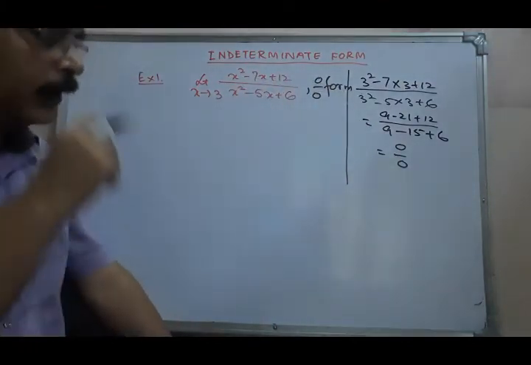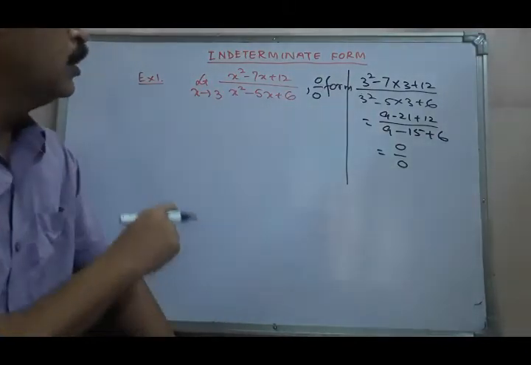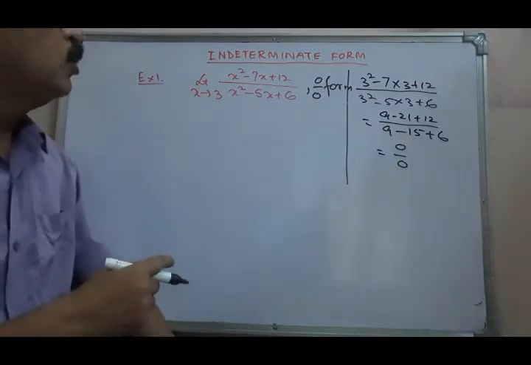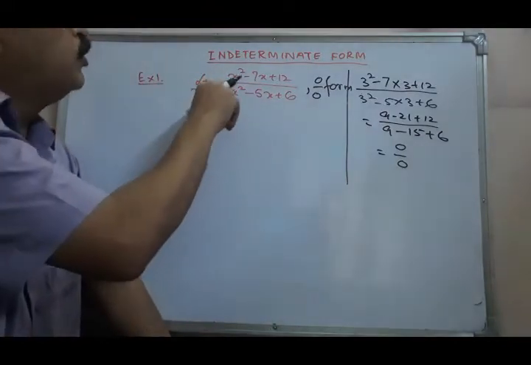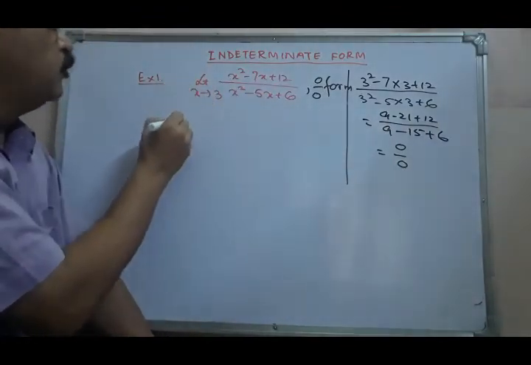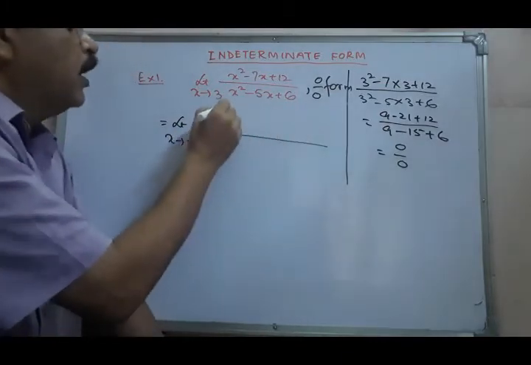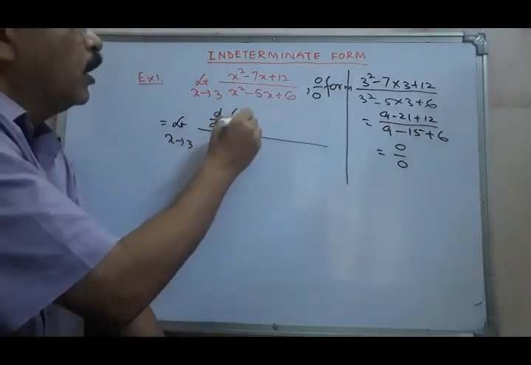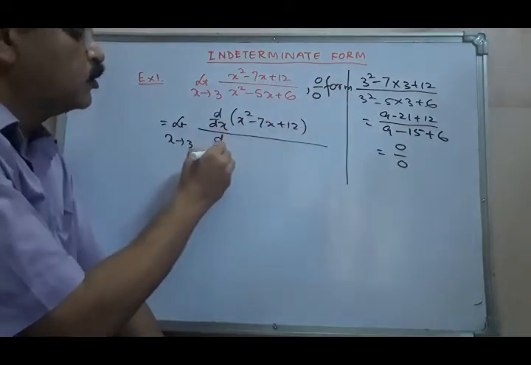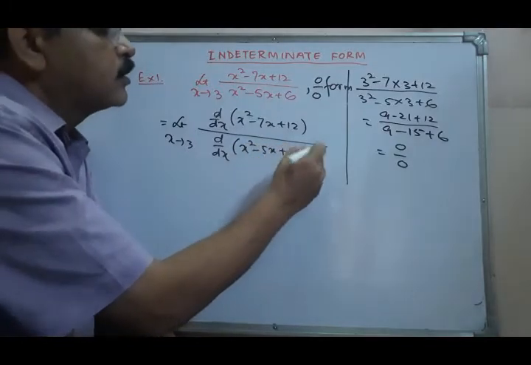There is no need to write again that we are applying L'Hospital rule. If I write 0 by 0 form, it means in the next step we are going to apply L'Hospital rule, that is, we differentiate the numerator as well as the denominator. So the limit as x tends to 3 of d/dx of the numerator x square minus 7x plus 12 divided by d/dx of the denominator x square minus 5x plus 6.